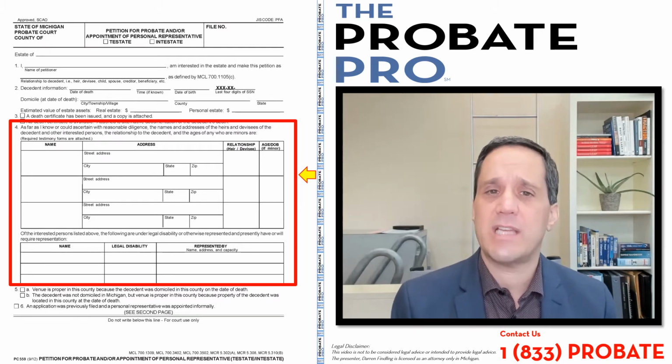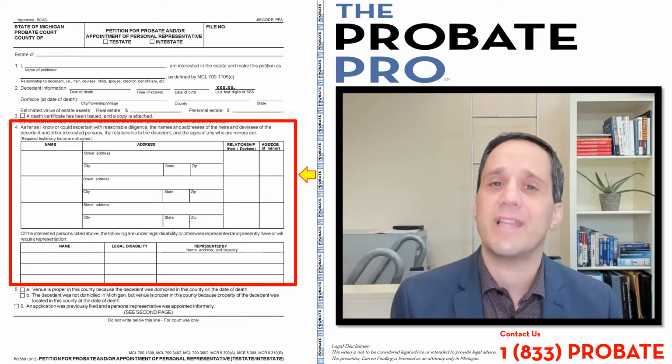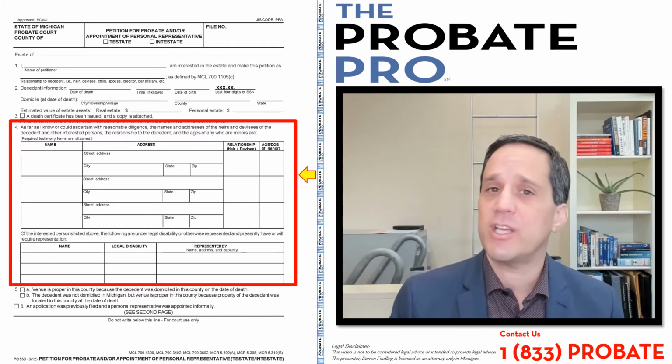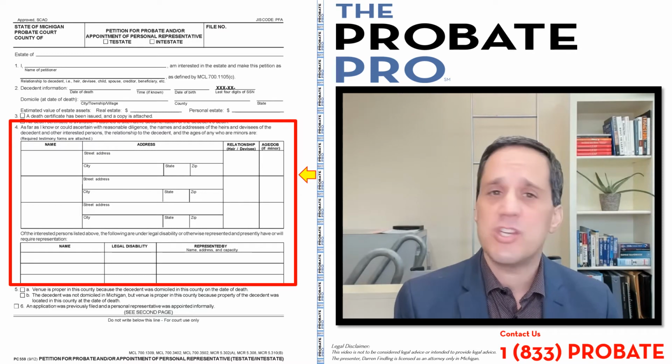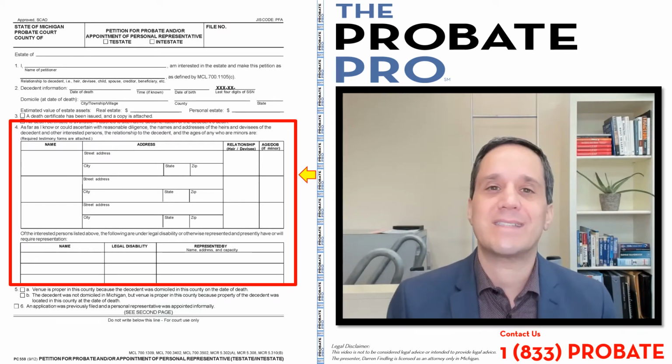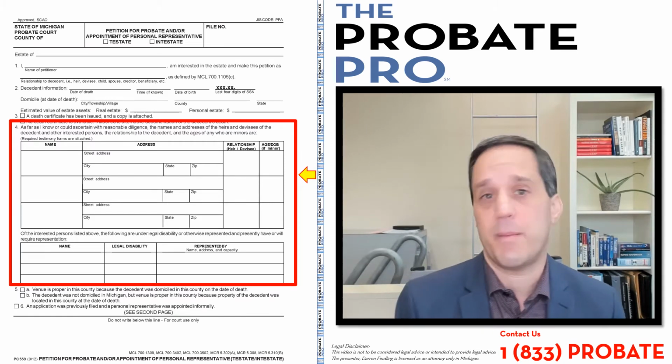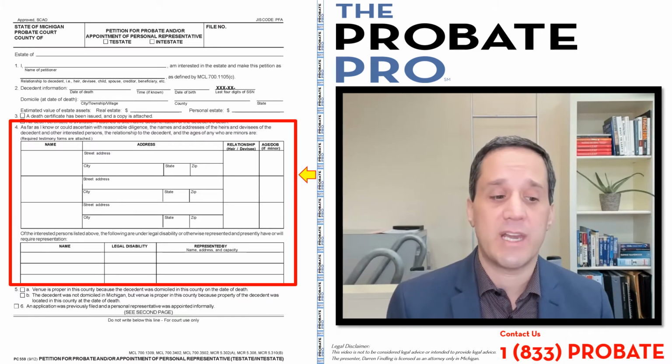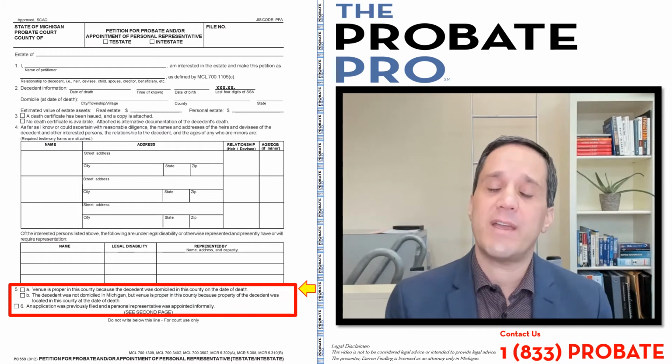The next section identifies whether any of those people are under a legal disability. Are they under guardianship, conservatorship? Do they have any special needs, developmental disabilities? Are they a minor? That's the section you'd identify what disability they may be under and who their legal representative would be. Section 5 identifies venue.